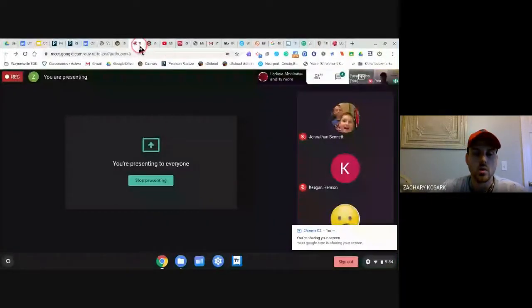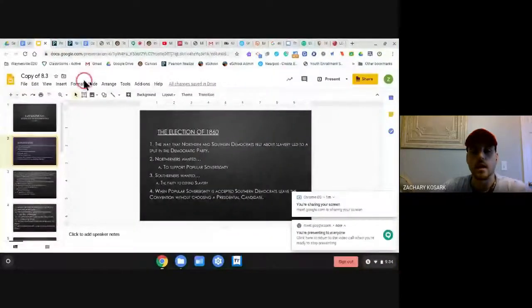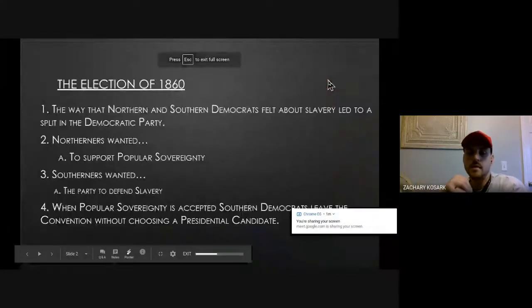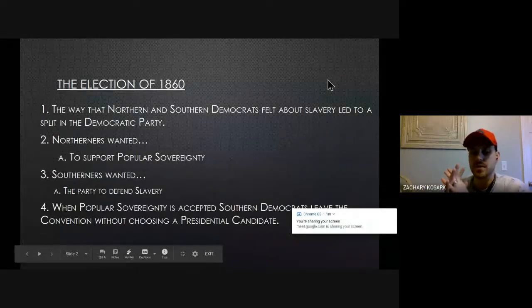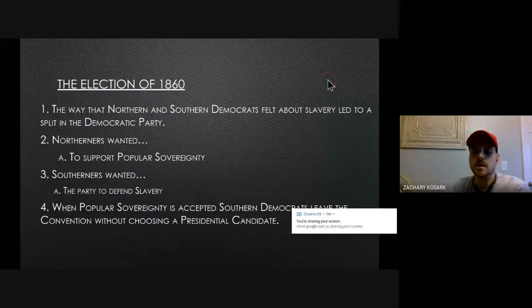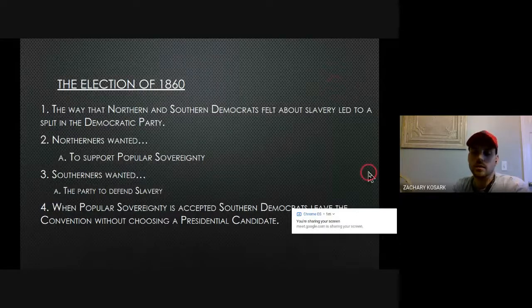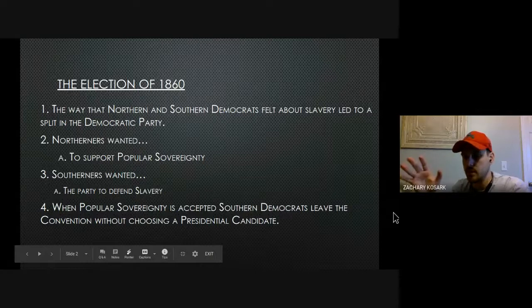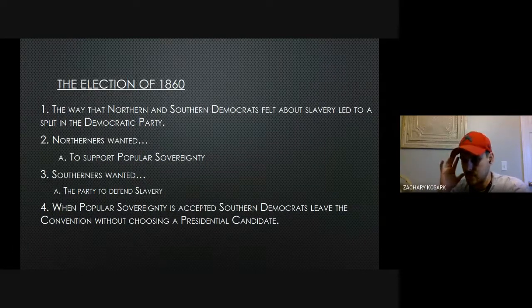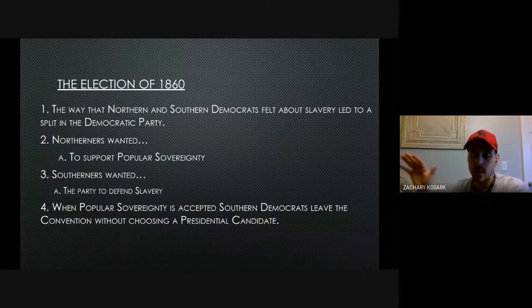Basically, the Northern Democrats wanted to support this idea of popular sovereignty, essentially saying, in the West, if people want to vote on whether they should have slavery or not, then it should be up to them. The Southern Democrats wanted to defend slavery at all costs, essentially saying they wanted to expand it wherever it was.